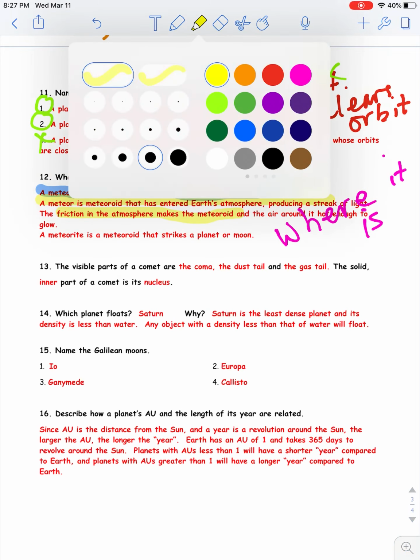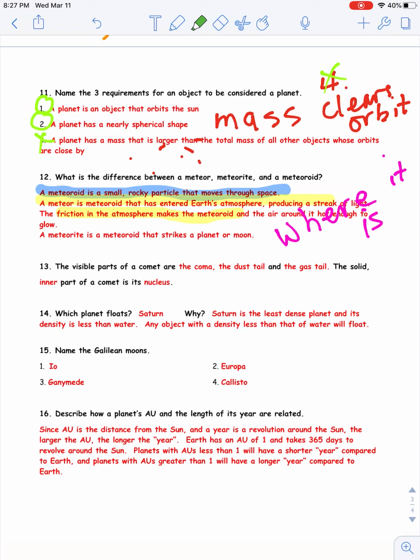And then the third one: if it makes it all the way through our atmosphere without burning up, and it actually hits the ground, then it is a meteorite. So a meteorite is that meteoroid that strikes a planet.